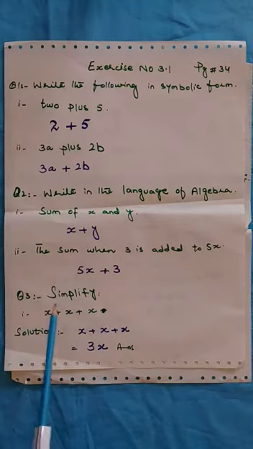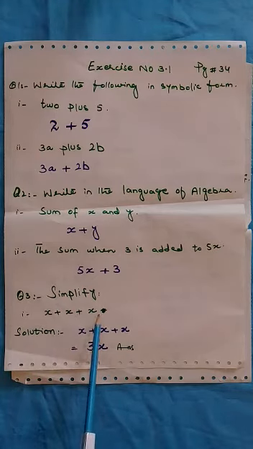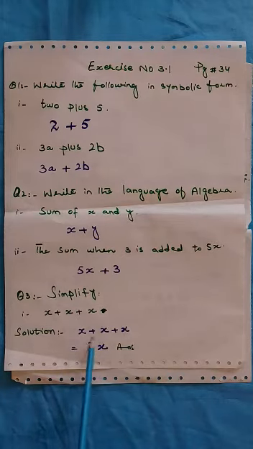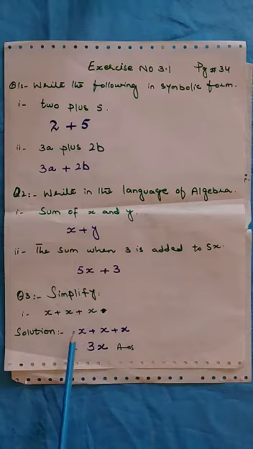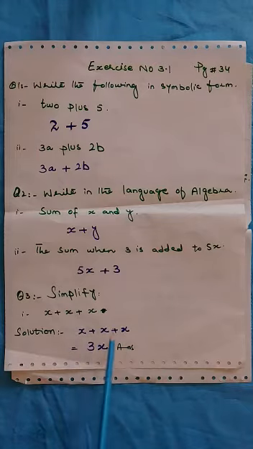Now question number 3. Simplify. First, x plus x plus x. First we will put the heading of solution, then rewrite the question. Here we have 3 terms and these are like terms. Actually, we add the coefficients and you can see there is no coefficient. If there is no coefficient, it means the coefficient is 1. So here the coefficients are 1, 1 and 1. So 1 plus 1 plus 1 is 3, and the variable x as it is. Right?